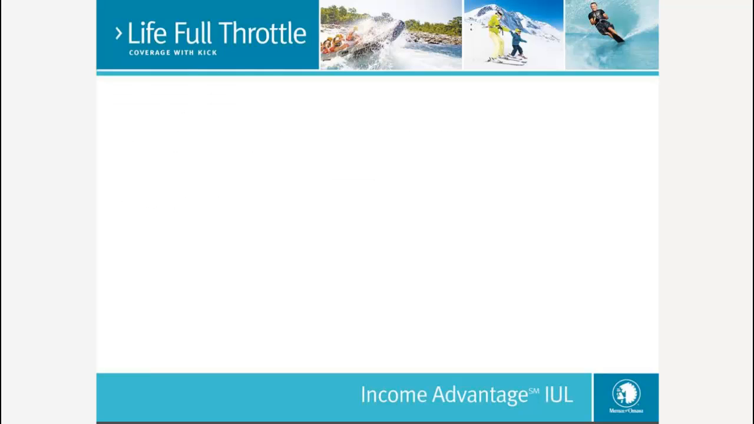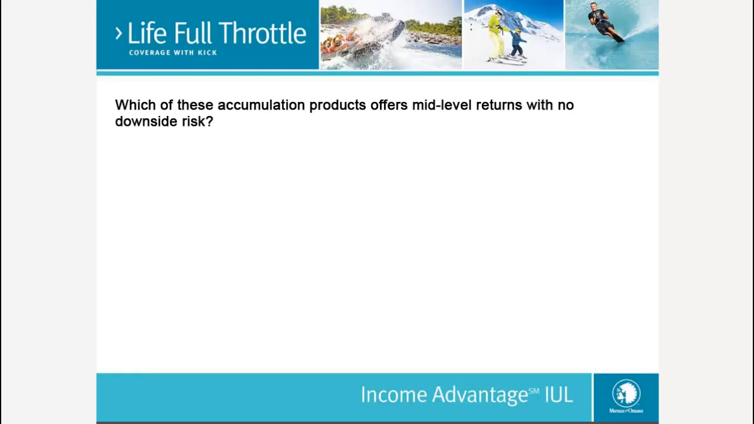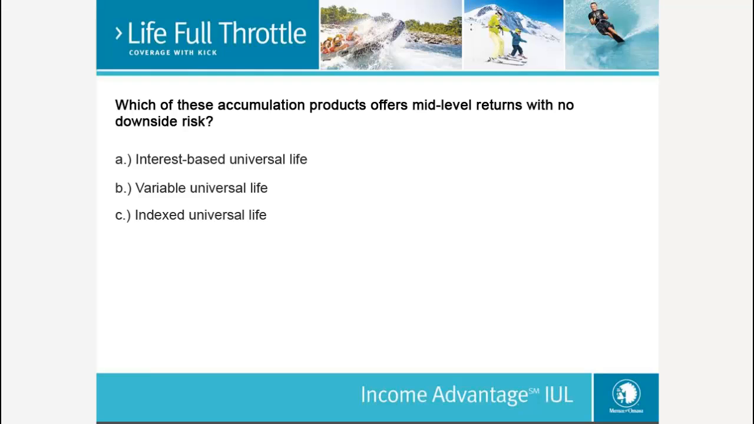Let's test your knowledge based on what you've learned in this lesson. Which of these accumulation products offers mid-level returns with no downside risk? A. Interest-based universal life. B. Variable universal life. C. Indexed universal life. Or D. All of the above. The correct answer is C, indexed universal life.